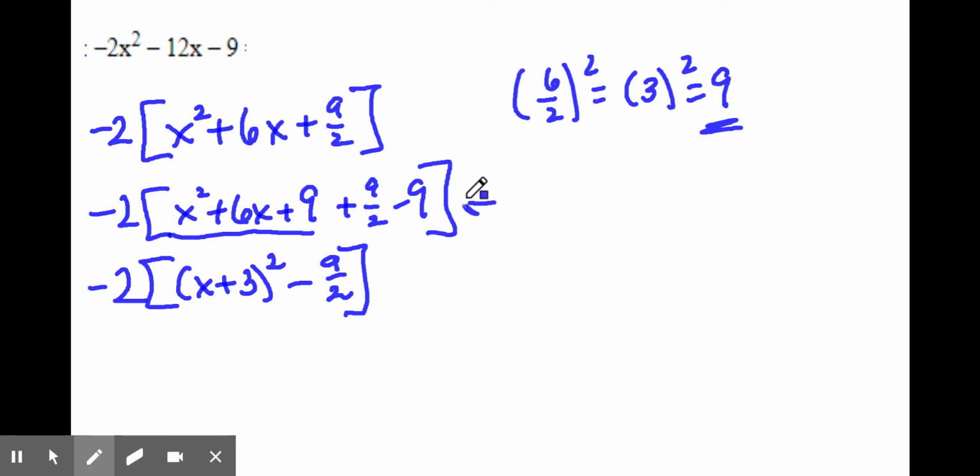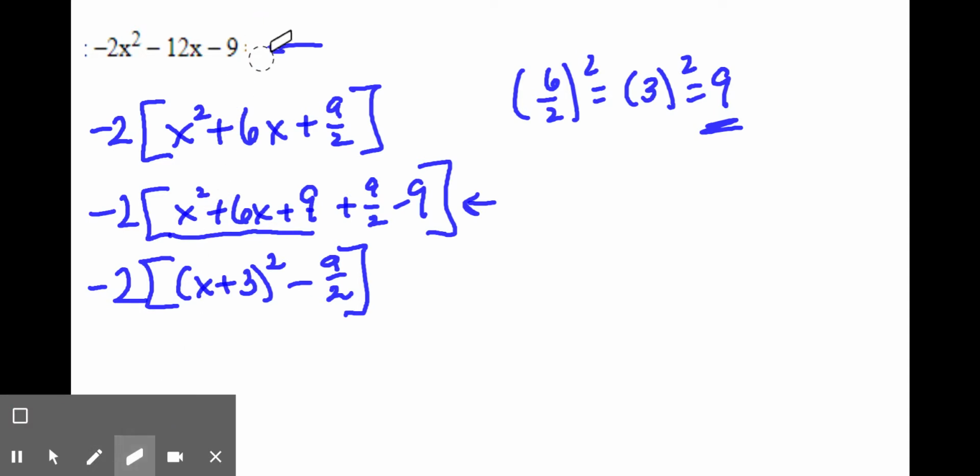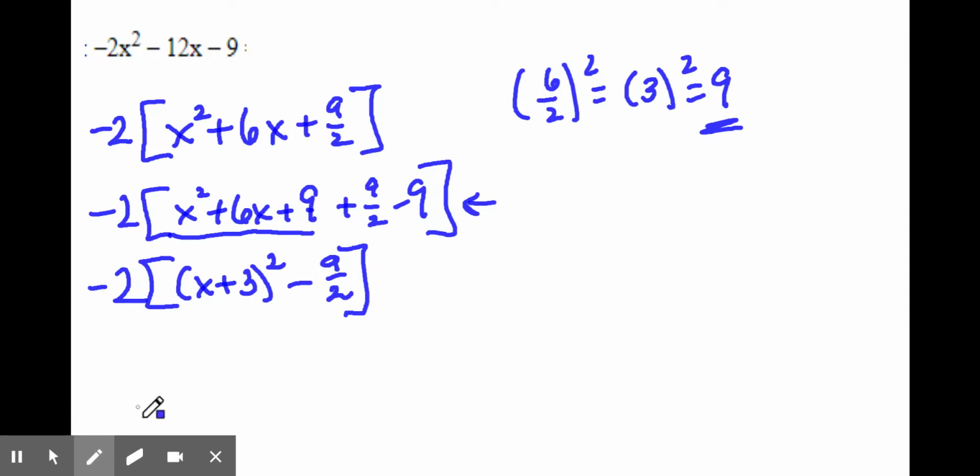You could see in this line, it's a little easier to see in this line here. The 9 minus 9 is 0. And then if I multiplied everybody by negative 2, I'd get back to where I started. Okay? All right. So that's one way you can do it. You can factor out the a term out of everything before you start.